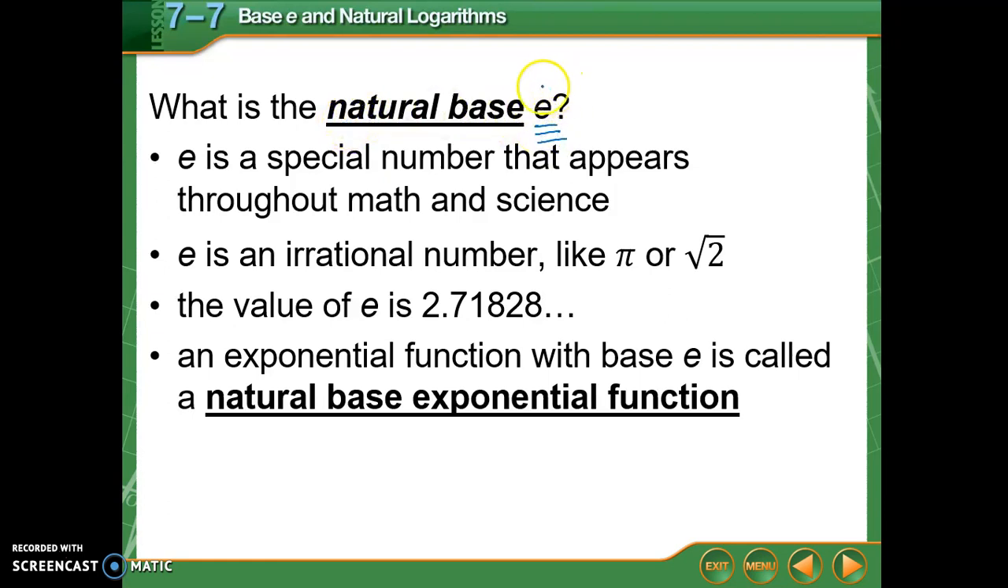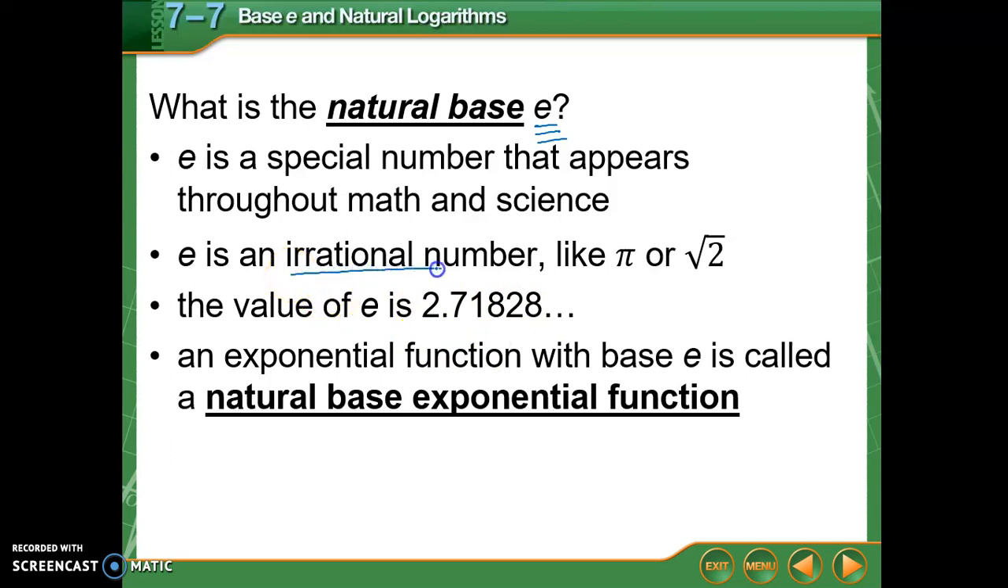So this number e is called the natural base. E is a special number. It comes up a lot in math and science. It also comes up in interest, as we're going to see in this section. It comes up in exponential, particularly radioactive growth and decay, like continuous growth and decay.